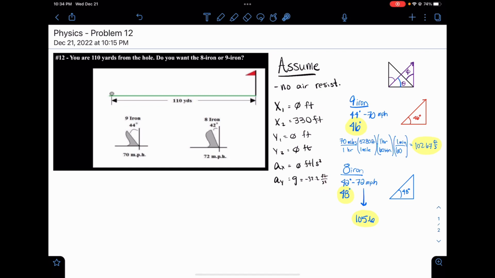Second, these are our knowns. Our initial position is 0. Our final position wants to be 330. Initial position for height is 0, and final position is 0. That's going to help us out in a little bit. X direction acceleration is always 0. Y direction acceleration is always going to be acceleration due to gravity. We're using feet, so it's going to be negative 32.2 feet per second squared.